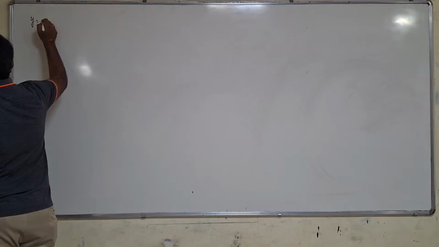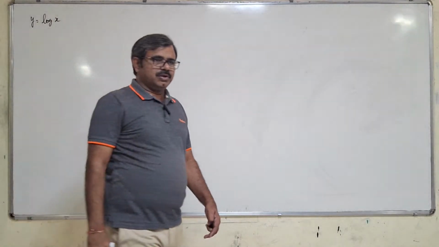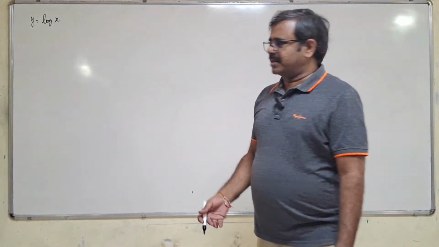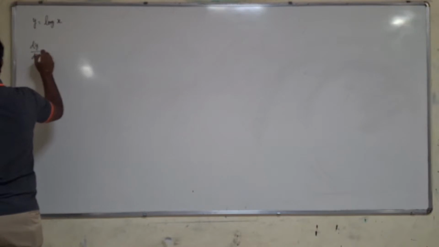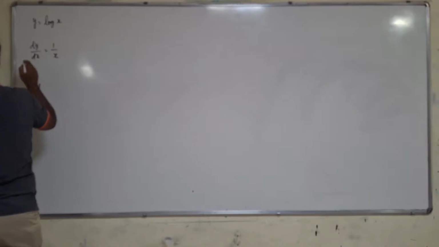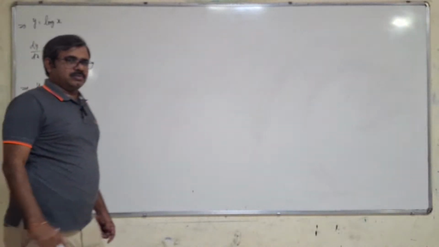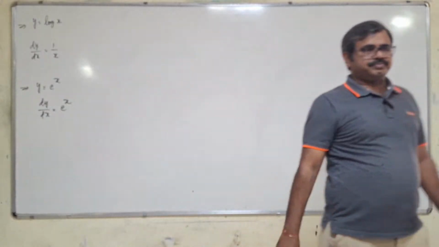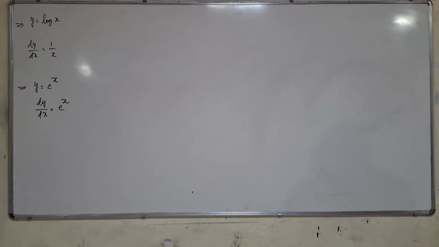If y is equal to log x, then dy by dx is equal to 1 by x. You need to remember this formula. If y is equal to e power x, dy by dx is also equal to e power x. Right?